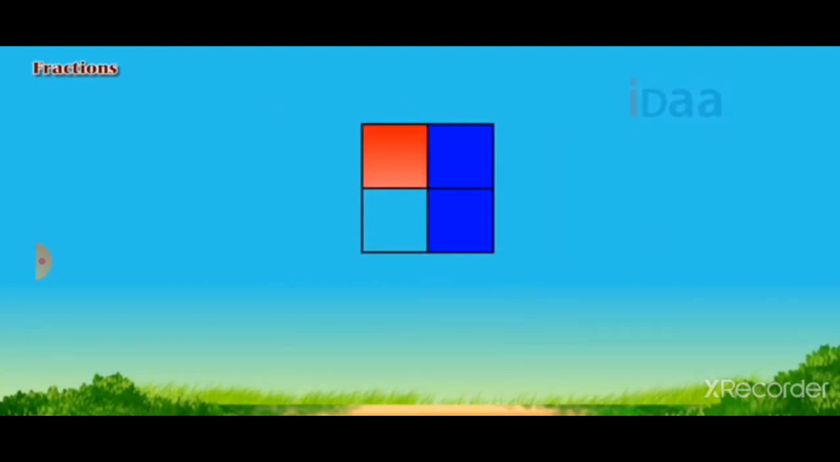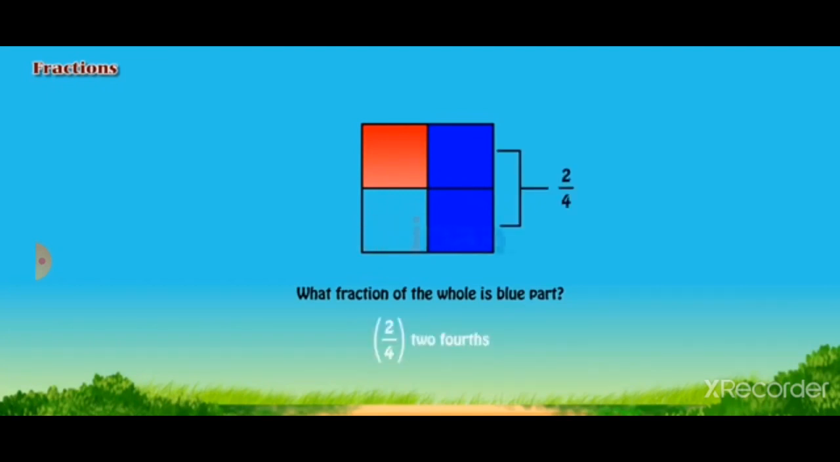Here is a square divided into 4 equal parts. One part is colored red, 2 parts blue, and 1 is left uncolored. What fraction of the whole is red part? What fraction of the whole is blue part? What fraction of the whole is uncolored part?